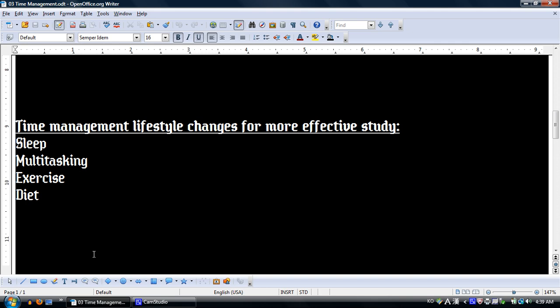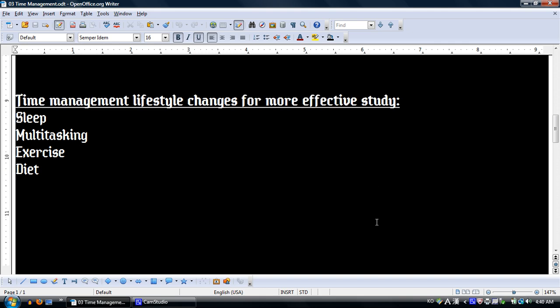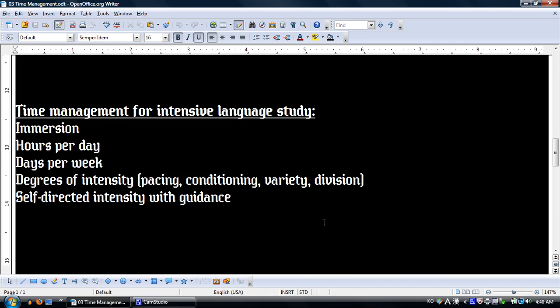Likewise, looking at what you eat and how you eat it, looking at the number of stimulants, other things like that, all of these things can affect you. So if you're serious about wanting to manage your time better, you also will want to examine the whole issue of what you eat and how you eat it. So these are some lifestyle changes. We've looked at ways of scheduling studying into your time, into your day, and some changes that you can make to do it. Let's look now at the issue of time management for intensive language study.